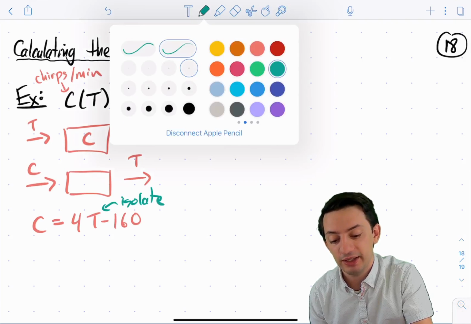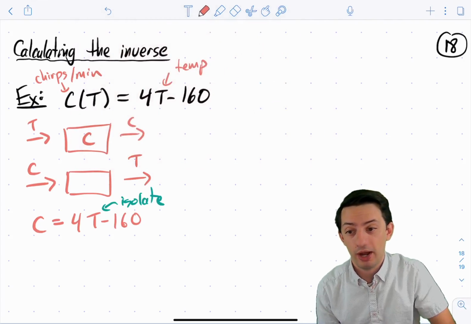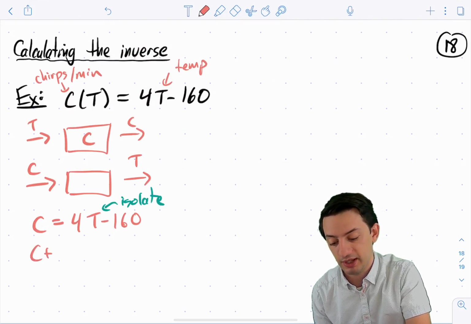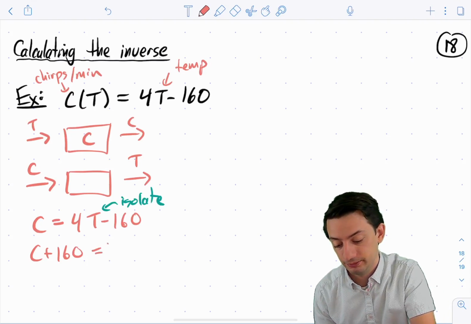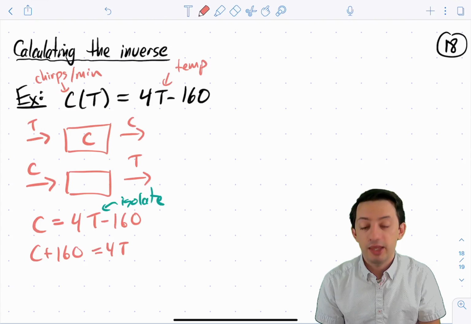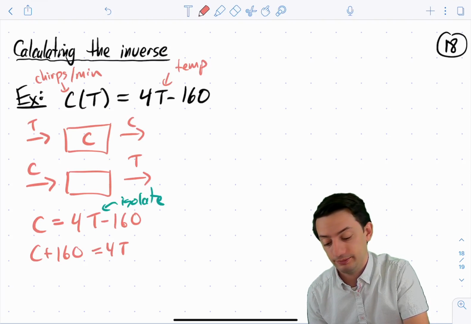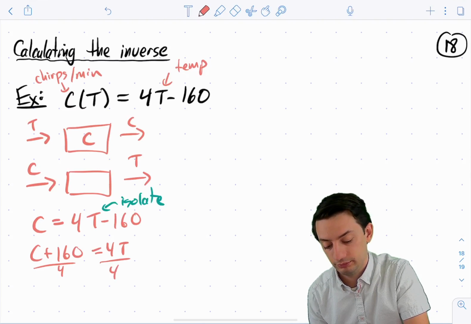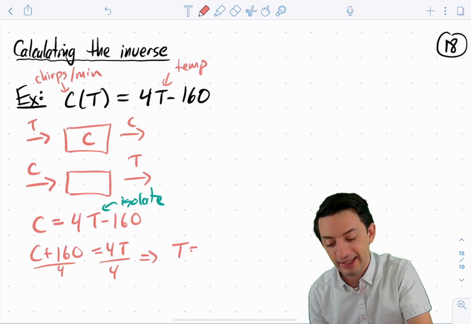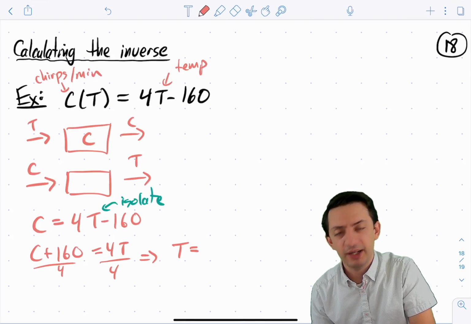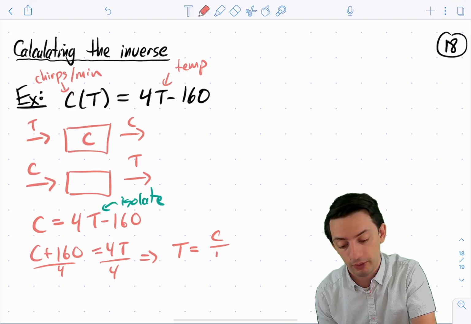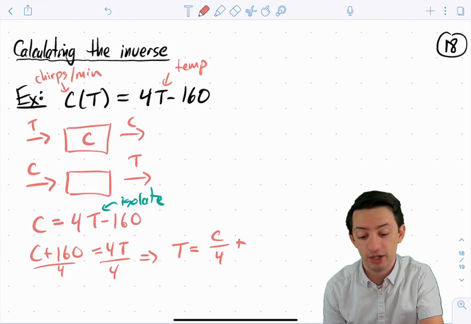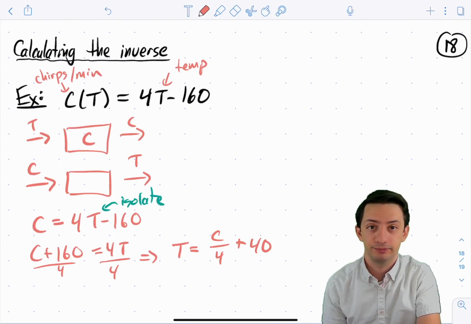So the way we isolate is that we move everything else around it somewhere else. So we take that 160 and we move it to the other side. Well, it's a minus 160, so it gets plus 160. And then we take that 4 and we divide it. And we get t equals, you could write it as c plus 160 over 4, or you could simplify it to c over 4 plus 160 over 4, which is 40.